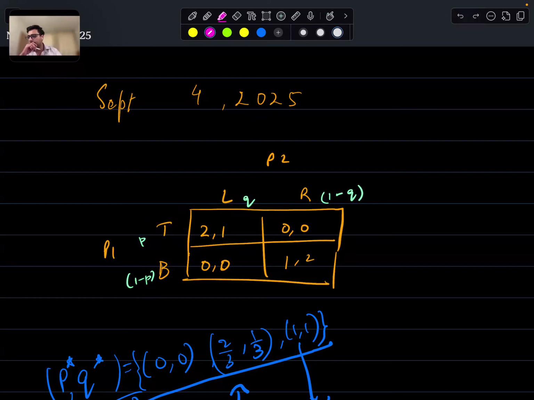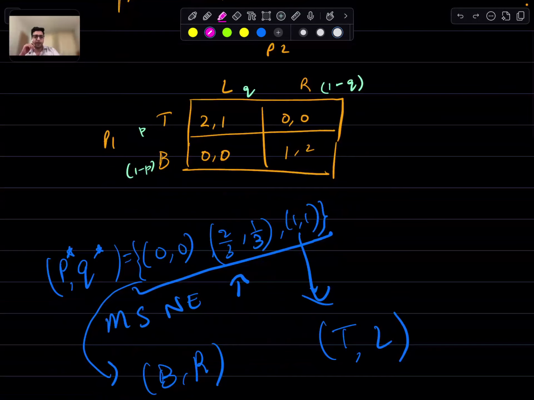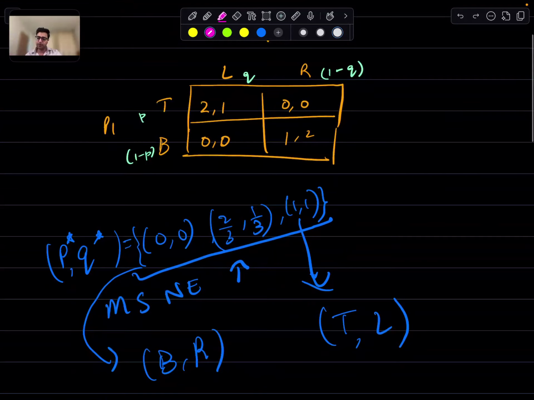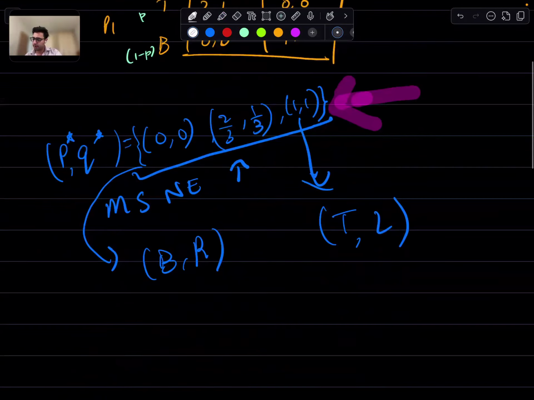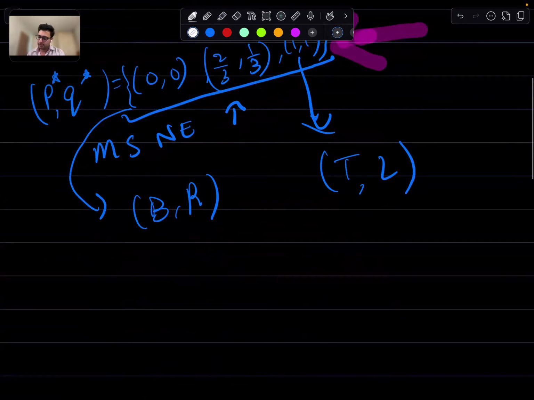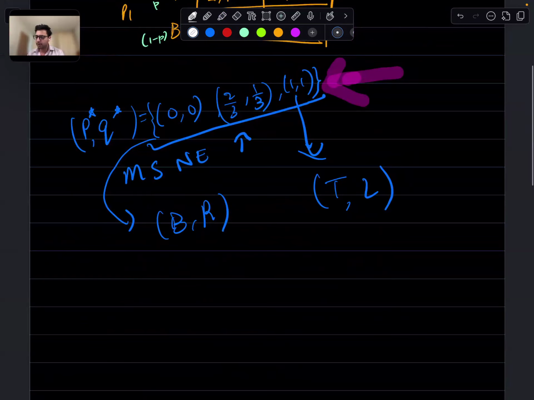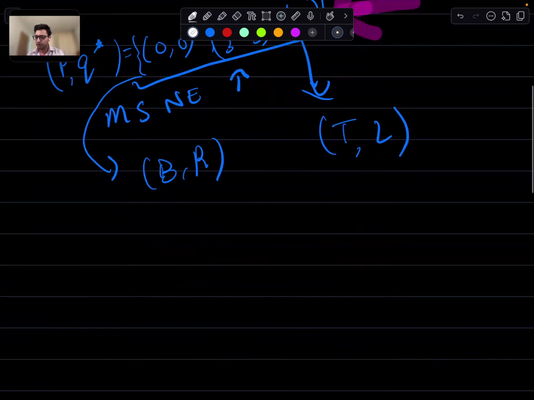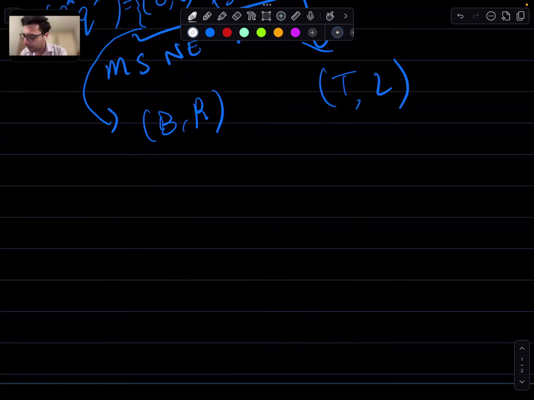We found three mixed strategy Nash equilibria. I'm not going to go over the method again just now, but I'll do a different example after this. But the three mixed strategy Nash equilibria we found were ones in which P and Q were 0, 0, 2/3, 1/3, and 1, 1. Okay, so what does that mean? I think I glossed over it. I did mention it in the previous lecture, but I just want to make sure that we're all on the same page.